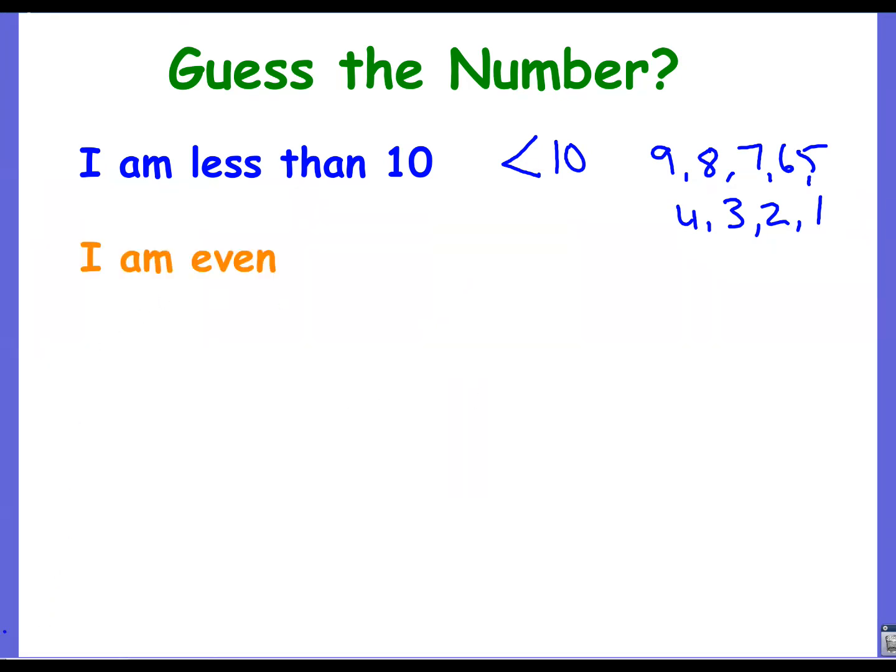Our next clue is that I am even. So if we remove all the odd numbers from our list, we're left with our number could be 2, 4, 6 or 8.